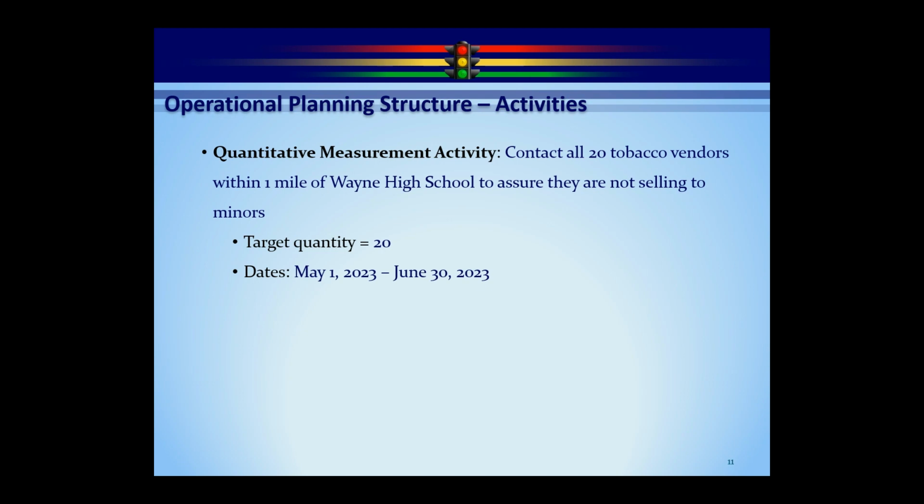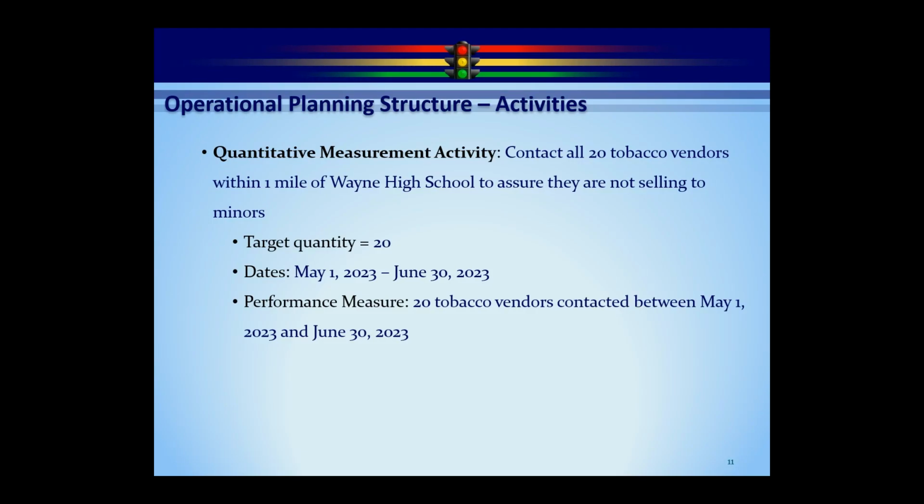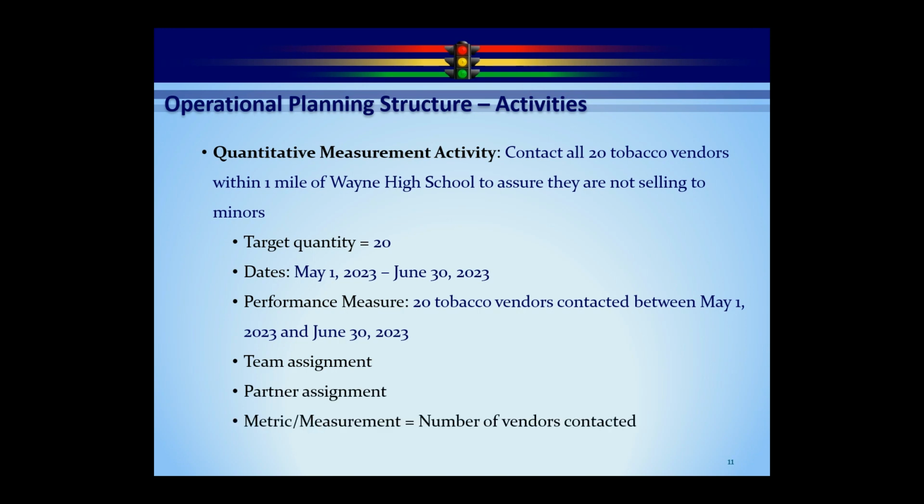In this case, we have the same input or beginning and ending date like we do in a project-based activity. Performance measure in this case is created for you because you have enough information to do that. So we're going to say 20 tobacco vendors contacted between May 1 and June 30th. And then again, team assignments, partner assignments. And our metric in this case, as you would expect, is going to be how many vendors did we contact. So those are the three types of activities, and those are the activities that we believe are going to get us to our target at the objective level.